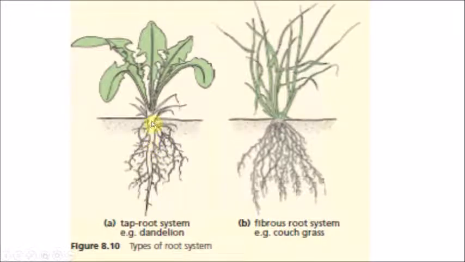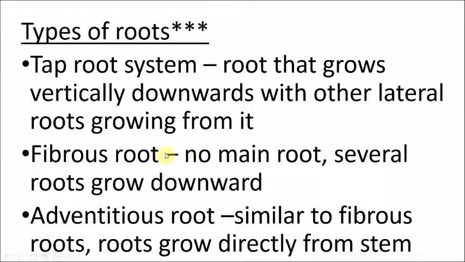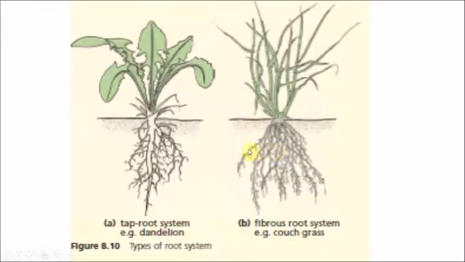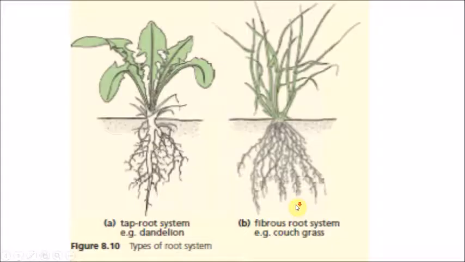Lateral roots growing from one main root system. Just like this one here. One main root and then lateral roots growing from it. A fibrous root is no main root but several roots growing downwards, and you can see that depicted here. And adventitious roots are similar to fibrous roots, but the roots grow directly from the stem.